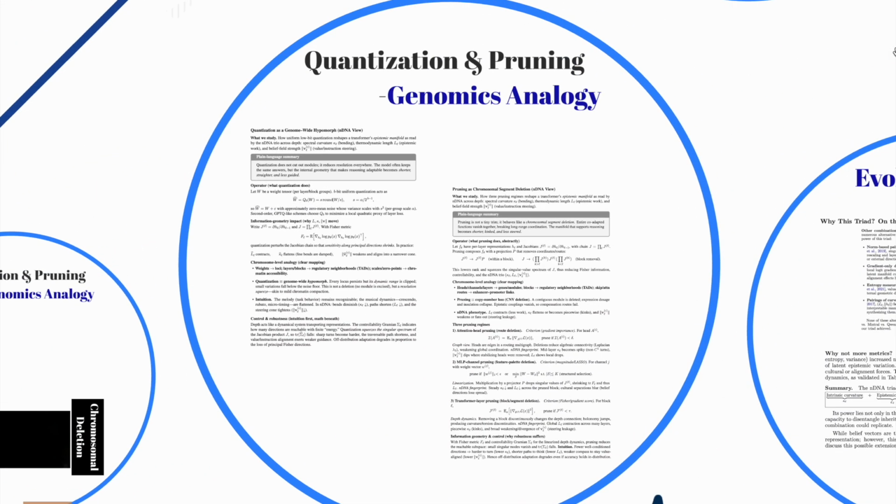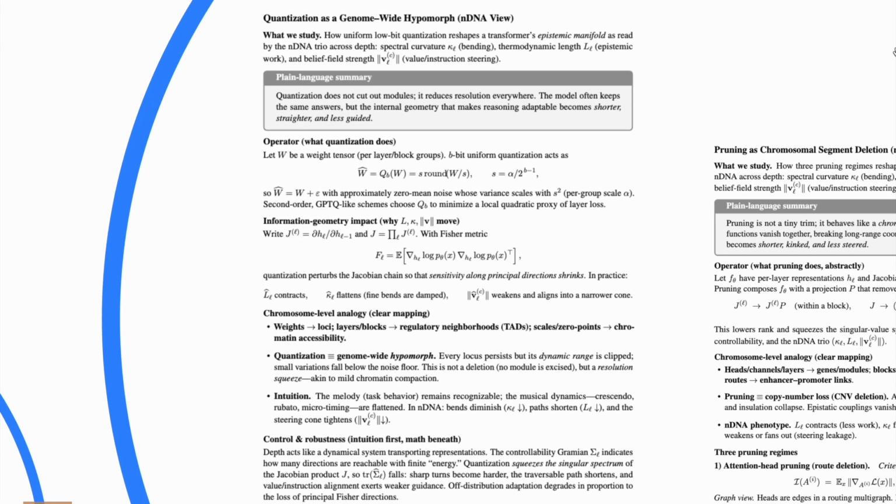Let's dig a bit deeper using a biology lens, treating the model like a genome. We'll see quantization as a genome-wide hypermorph and pruning as a chromosomal deletion, then read their footprints with nDNA. We ask how low-bit uniform quantization reshapes a transformer's epistemic manifold when we read it with the nDNA trio across depth. Quantization does not cut out modules, it reduces resolution everywhere. The model may give the same answers, but the internal geometry that supports adaptation becomes shorter, straighter, and less guided.